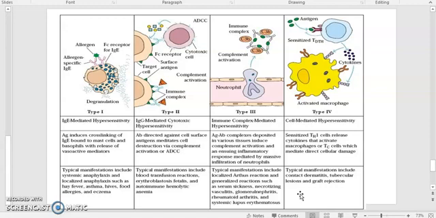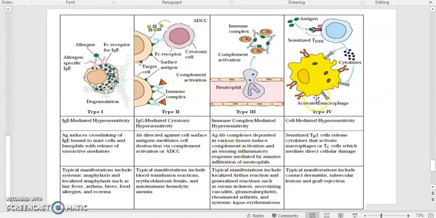What is the exact mechanism? In type 1, antigen induces cross-linking of IgE, that is immunoglobulin, bound to mast cells and basophils, with the release of vasoactive mediators. What happens in type 2 hypersensitivity? Antibody directed against a cell surface antigen mediates cell destruction via complement activation or the ADCC pathway. What happens in type 3? The antigen-antibody complex activates the complement pathway, and this leads to an inflammatory response, and because of that there is infiltration of neutrophils in the vessels.